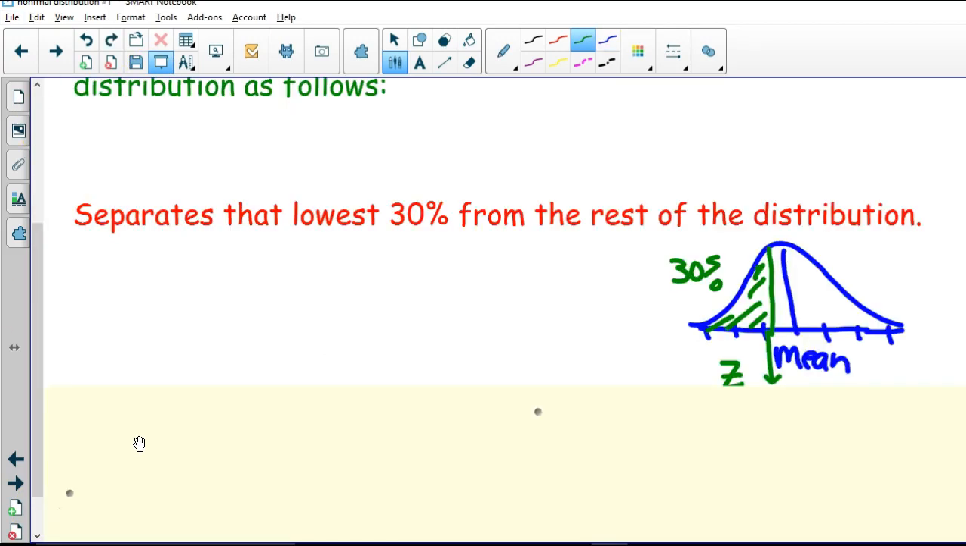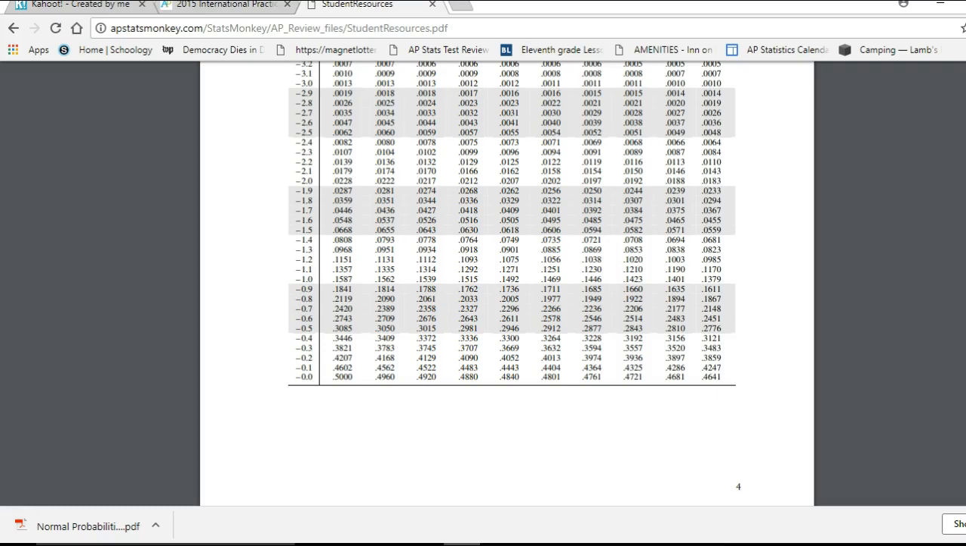Okay, so does everyone understand? We're trying to find what z-score, this green line, will give you the lowest 30%. So it separates the lowest 30% from the rest of the distribution. Are we good there? We know it's not going to be -1, -2, or -3 because we know what those percentiles are. So what we need to do right now is go to our formula sheet and go to our z-scores.